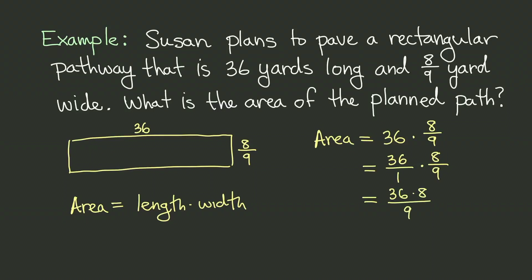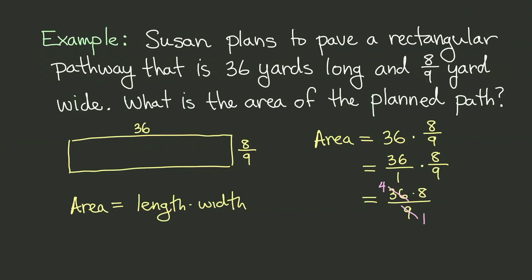Now what I'm going to do is look at the top and bottom. I see that 9 divides 36, and it also divides the bottom, 9. And so I'm going to divide both of those. So 36 divided by 9 is going to be 4. And 9 divided by 9 is going to be 1. So that's just a quicker way for me to reduce.